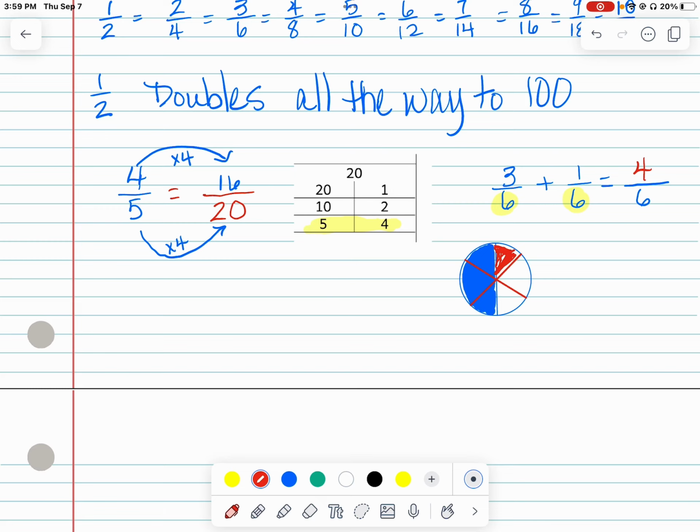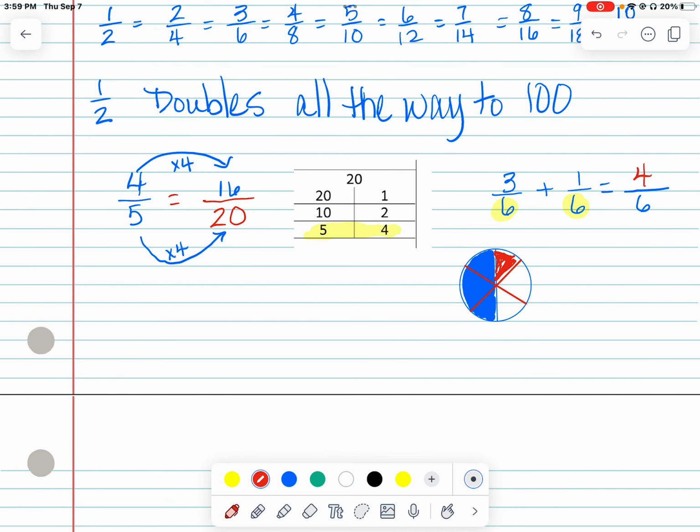But the wonderful world of fractions says your answer must be in simplest terms. So they're wondering, can you make your pieces bigger? Can we try something like that? So we're kind of like, okay, what do we do? I don't know what to do.